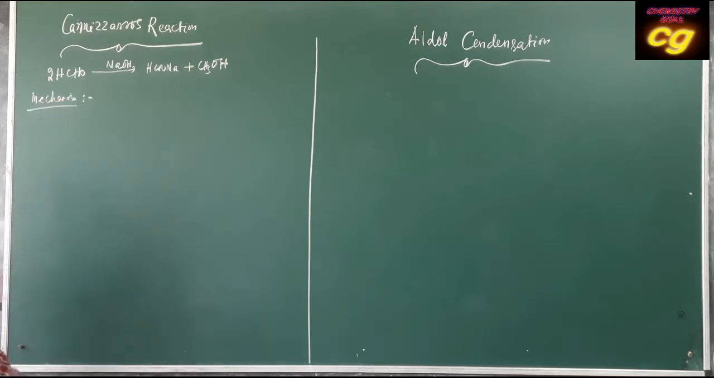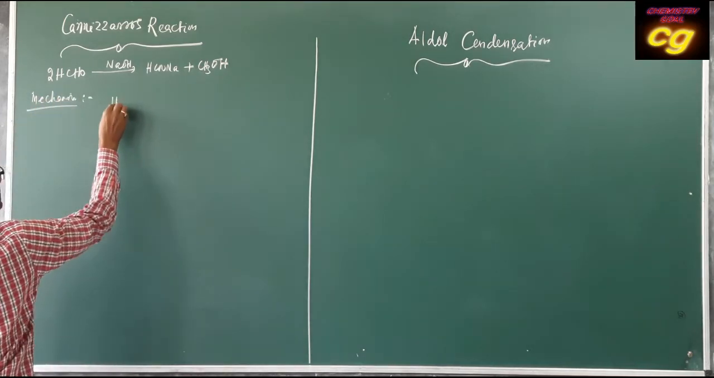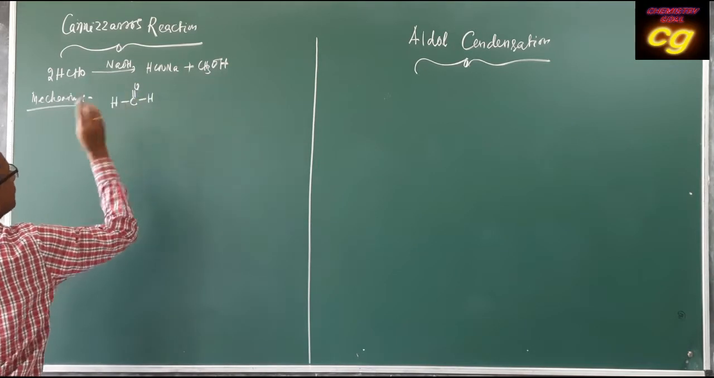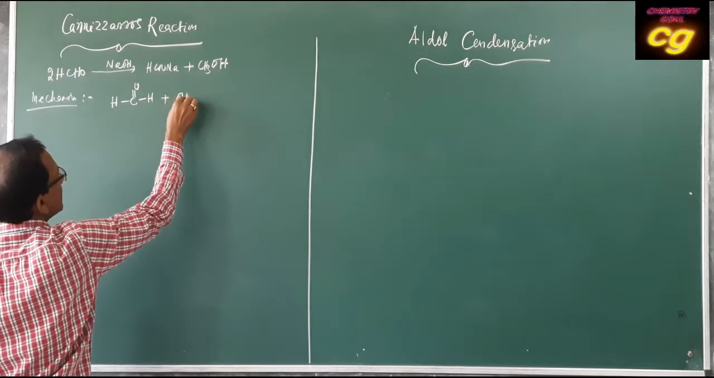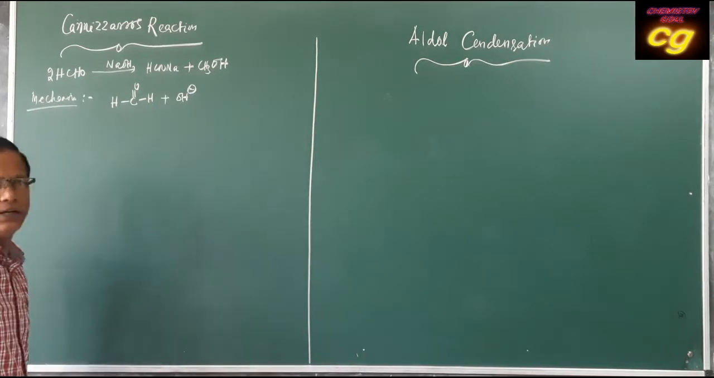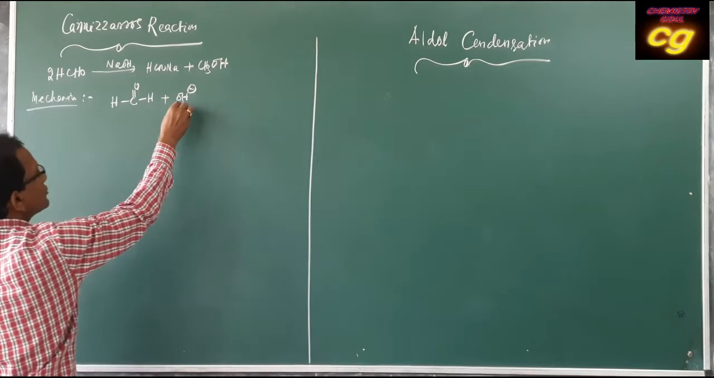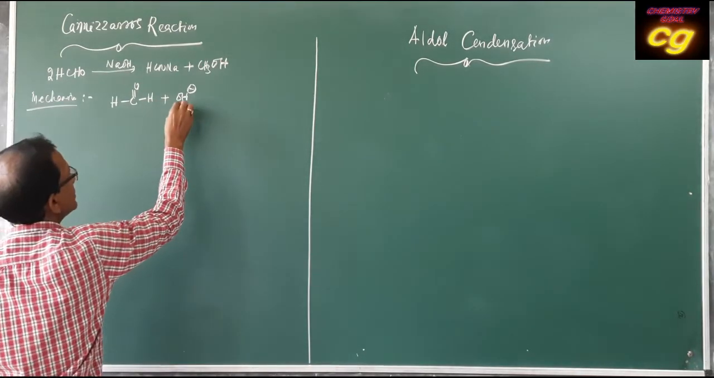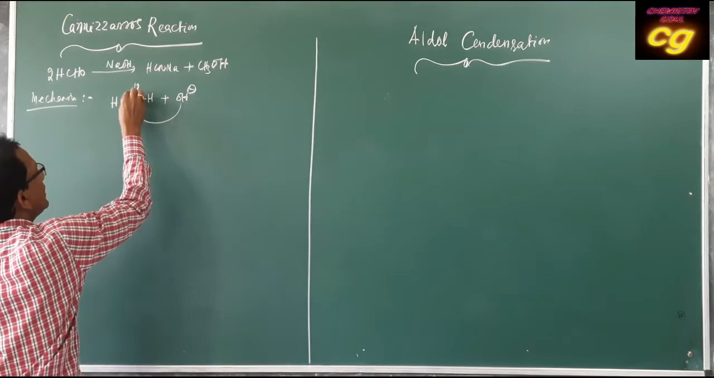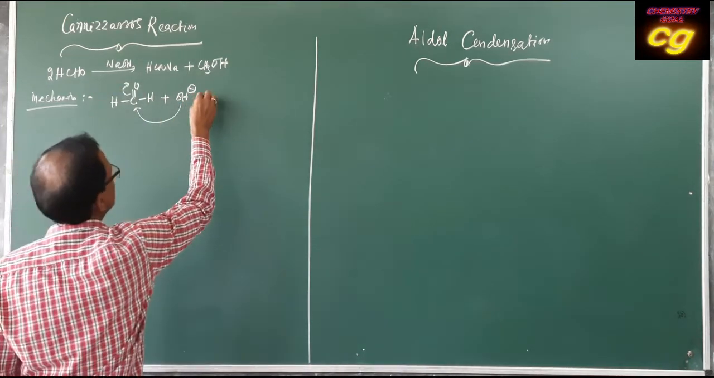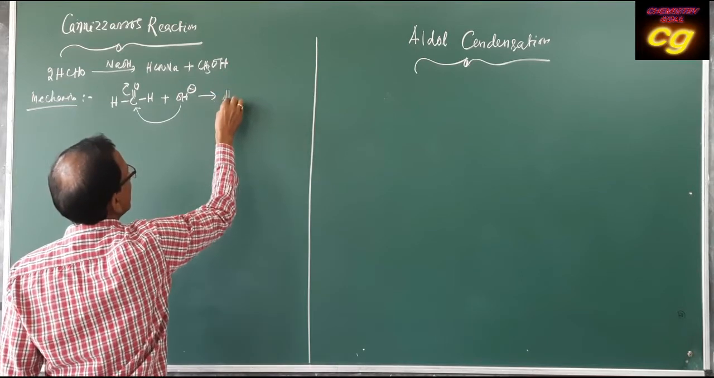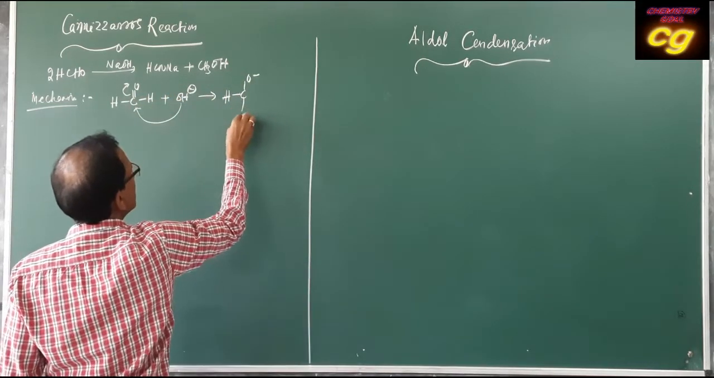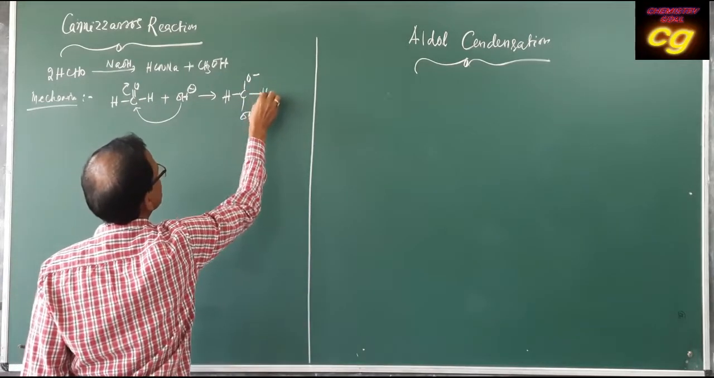The mechanism will be like this. First, what happens? This is your aldehyde, and in the presence of OH minus, which now acts as a nucleophile, it is a nucleophilic addition reaction: attacking of the nucleophile and breaking of the bond. So the result is HCO minus and here OH and H.